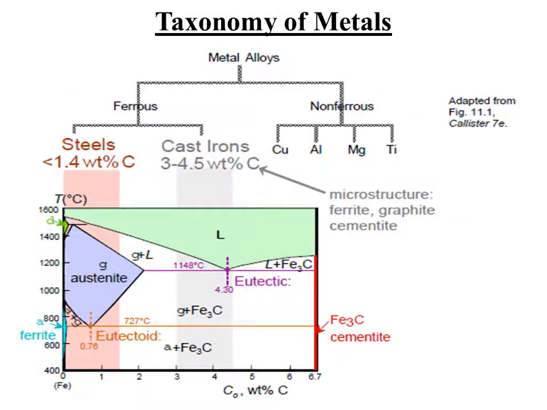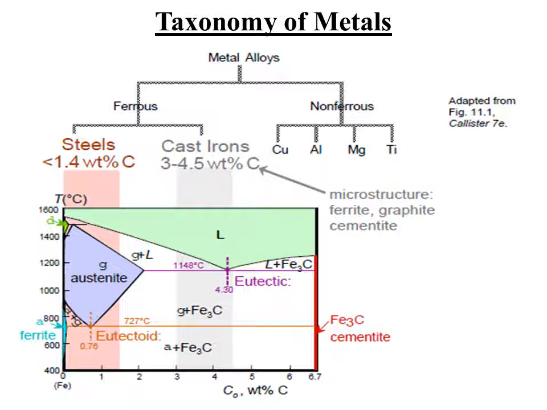Here you can see that among the ferrous alloys, steel has up to 1.4 weight percentage of carbon and cast iron has 3 to 4.5 weight percentage of carbon, and non-ferrous alloys are copper, aluminium and so on, which are alloys that don't include iron.